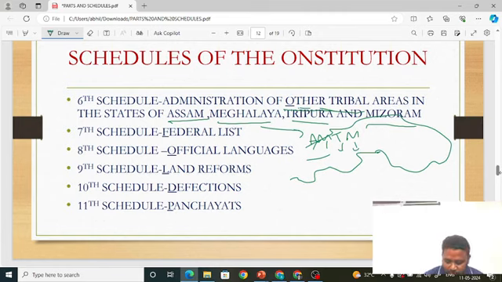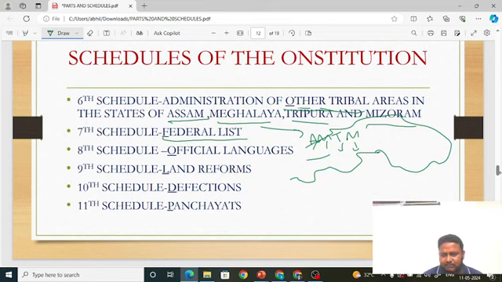7th schedule is talking about federal list. When you are talking about federal list, it means India as a federation, that is, powers are divided between union and state government. That is, there is division of powers, that is vertical division of powers.